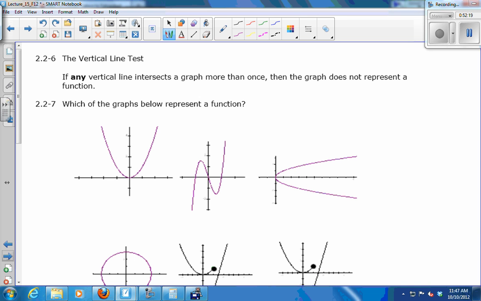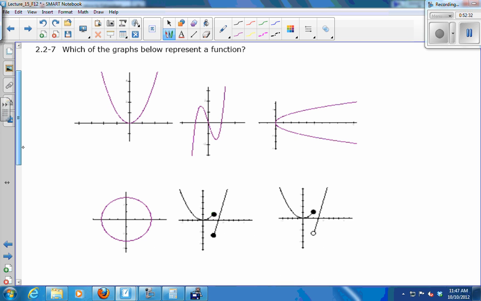So we use that fact to create this little shortcut called the vertical line test. If any vertical line intersects a graph more than once, then the graph is not a function. Okay. So which of these graphs is a function? This one, if I sweep a vertical line through it, does it ever touch more than once? Oh, so that one's okay. How about this one? Vertical line. Okay. How about this one? If I sweep a vertical line through, nope.